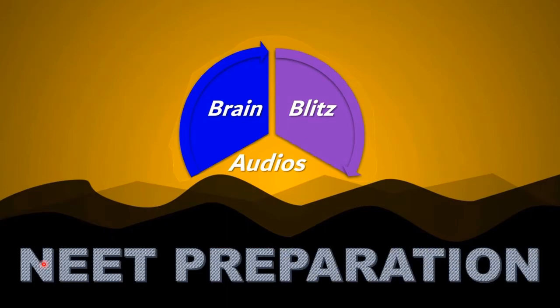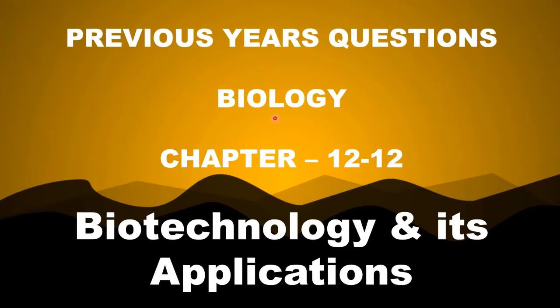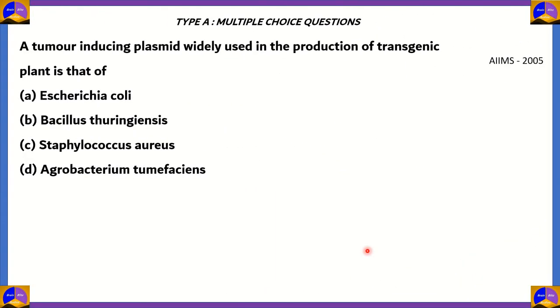Today in this episode of NEET preparation, we'll be looking at previous year questions of biology and medical entrance examinations in India. Today we're dealing with the 12th chapter in the grade 12 syllabus for biology in CBSE. The name of this chapter is Biotechnology and its applications. In this chapter we're going to be looking at most of the questions which are asked in exams regarding biotechnology and its applications. So this is the first question of this episode.